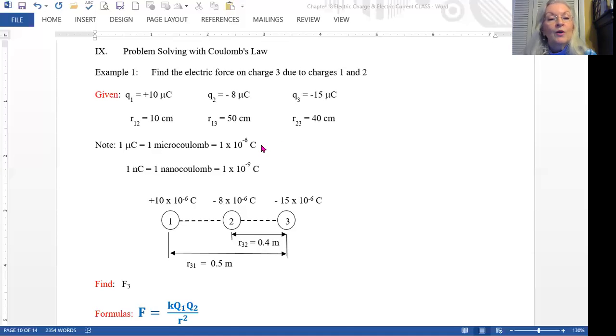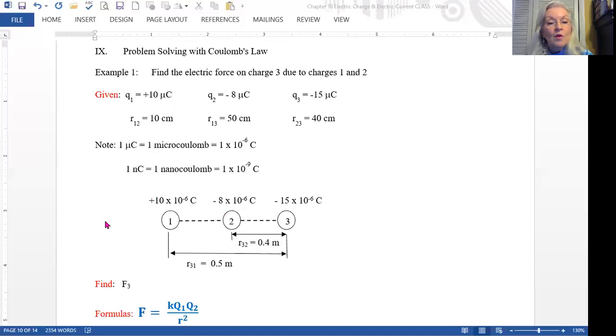You need to remember that a microcoulomb is 1 times 10 to the minus 6 coulombs. So you can see in the drawing that above the charges, I wrote their values not in microcoulombs but in coulombs, because in the equation you need to have the numbers in coulombs. So instead of plus 10 microcoulombs, it's plus 10 times 10 to the minus 6 coulombs. And then we have minus 8 times 10 to the minus 6 coulombs for charge 2, and negative 15 times 10 to the minus 6 coulombs for charge 3.